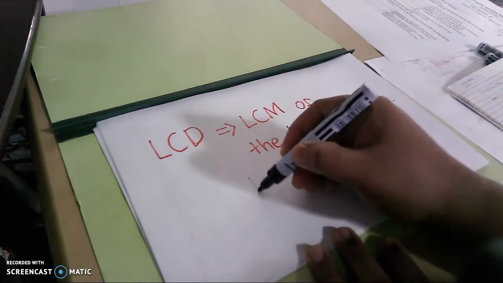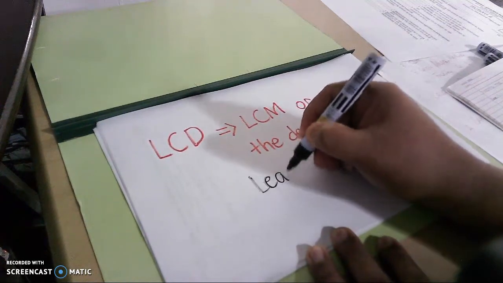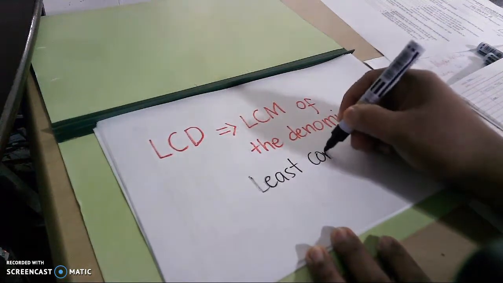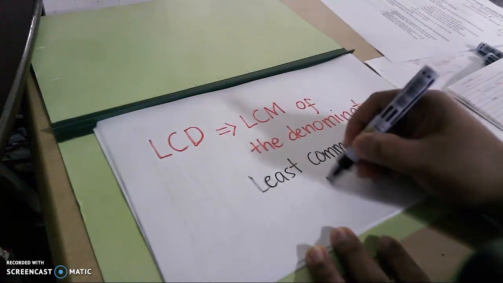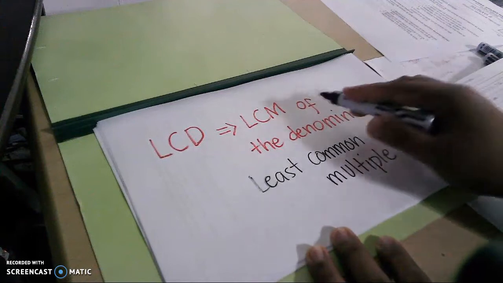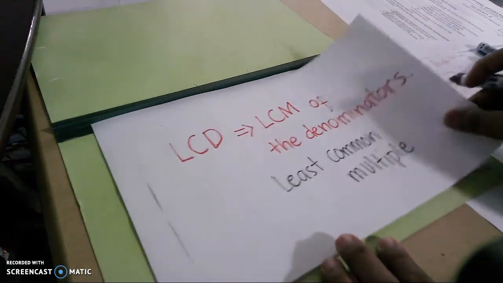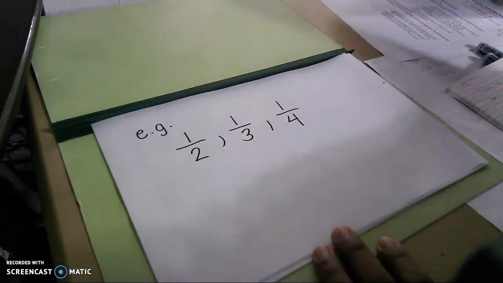Let me write it down. Least common multiple of the denominators. For it to be clearer, look at this example.